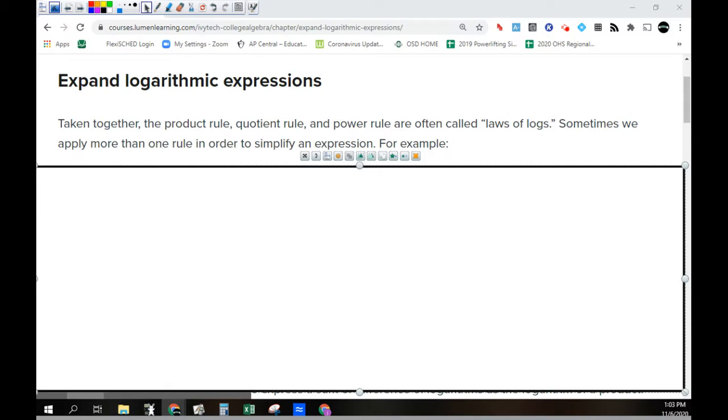Now, our argument might have addition or subtraction in it because we know that we don't have any laws of logarithms for addition inside the argument.